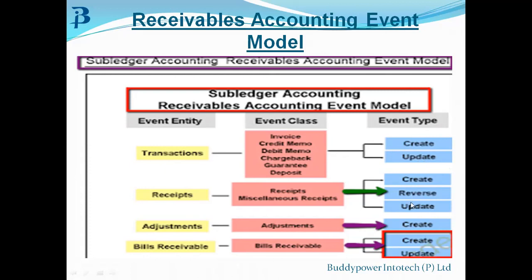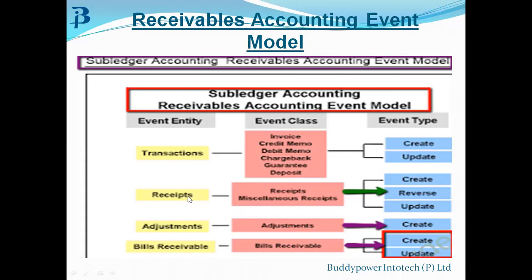So as the foundation of the event model, receivables predefines event entities. Okay, these are the event entities. Now, an event entity enables Oracle Subledger Accounting to handle the accounting for similar business events in a consistent manner. So the event entities for receivables are transactions, receipts, adjustments, and your bills receivable.